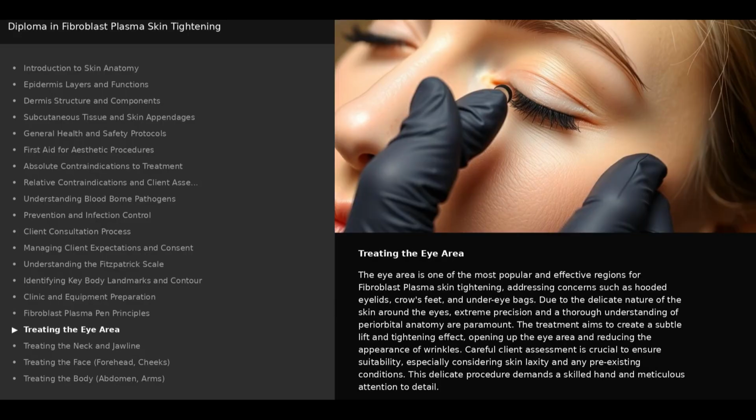Treating the eye area. The eye area is one of the most popular and effective regions for fibroblast plasma skin tightening, addressing concerns such as hooded eyelids, crow's feet, and under-eye bags. Due to the delicate nature of the skin around the eyes, extreme precision and a thorough understanding of periorbital anatomy are paramount.